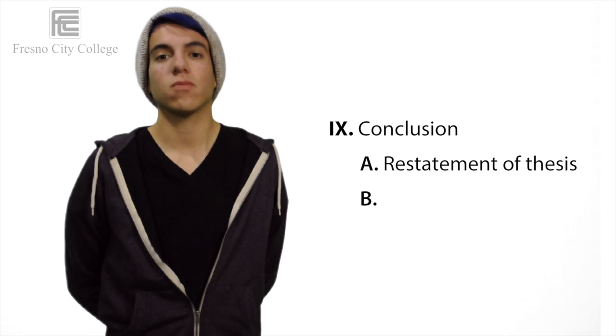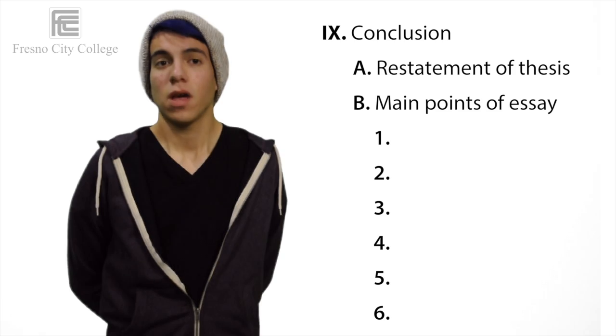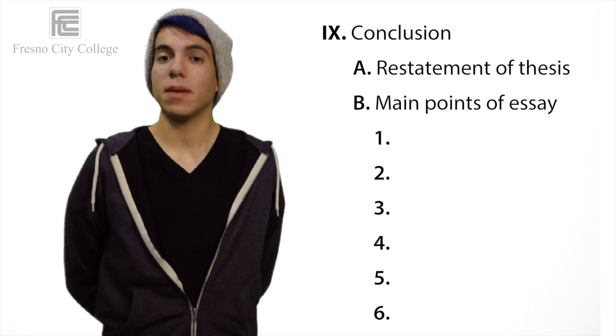Label your subpoint A restatement of thesis. For the purpose of the outline, you don't need to write anything more than this. However, when you actually write your essay, you will want to restate your thesis. For subpoint B, write main points of essay. After subpoint B, use as many third-tier subpoints as needed to briefly write down your main points from your essay.